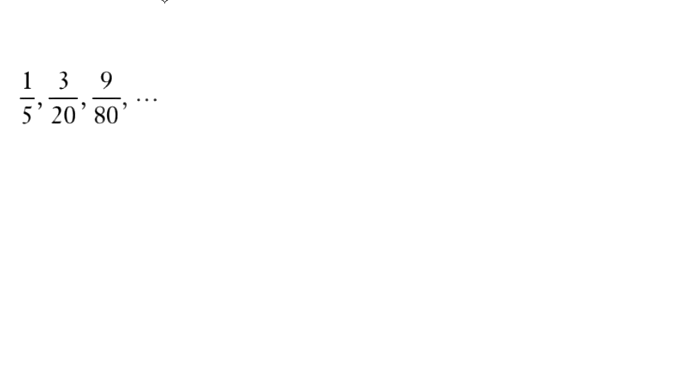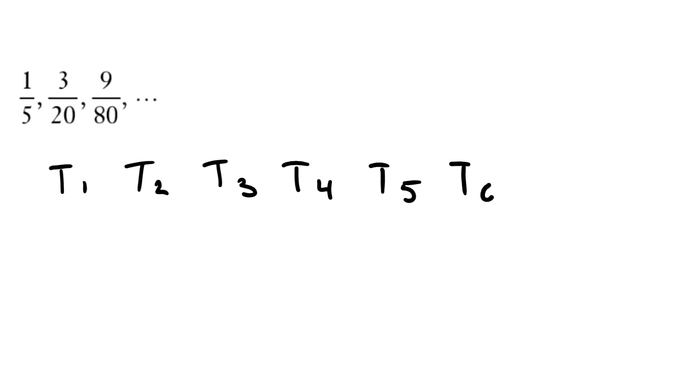Now here we're introducing fractions, which some people have a little bit more difficulty dealing with. Now in the past 2, we added and then we subtracted. This time we're going to do something different. We're going to multiply, all right? So with sequences, it doesn't matter what you're doing. So my T1, T2, 3, 4, 5, 6. We know this is 1 over 5, 3 over 20, 9 over 80.